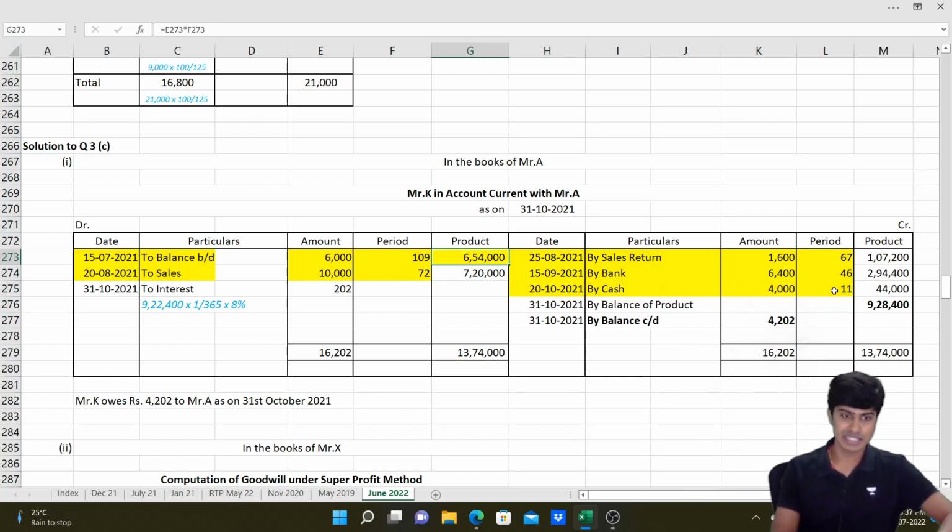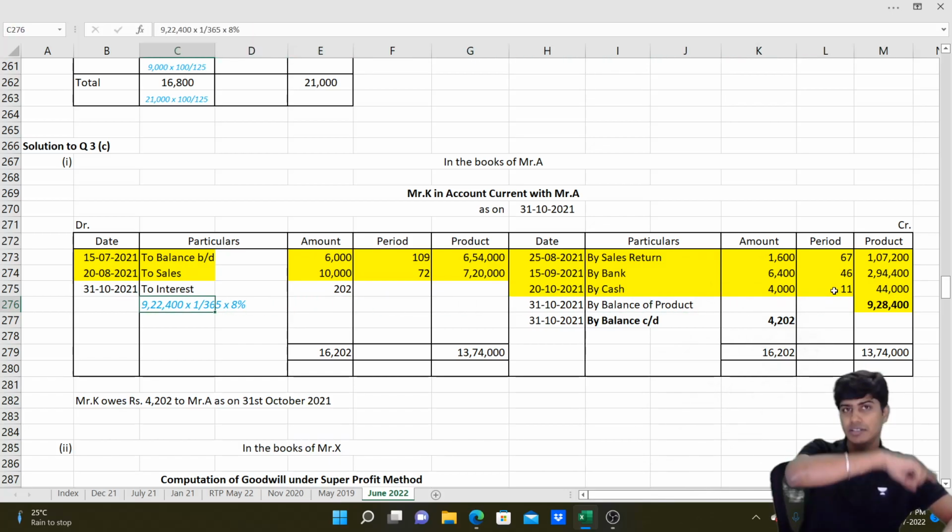Then we'll find the product. 6,000 into 109 is 6,54,000. 10,000 into 72 is 7,20,000. 1,600 into 67 is 1,07,200. 6,400 into 46 is 2,94,400. 4,000 into 11 is 44,000. After writing this, we'll find the balancing figure in the product column, which comes to 9,28,400. On this 9,28,400, I'll find the interest on the opposite side. On 9,28,400. It's here, small mistake.